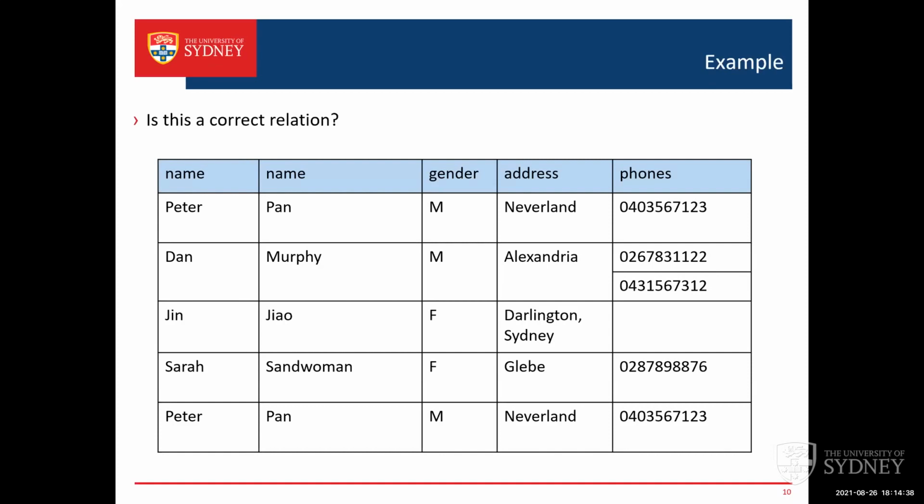Darlington, Sydney. Yes, good. Rows 1, 2, 3 have errors. Dan's phone number is not there. We also have duplicate rows, name and name. Excellent. Peter Pan is repeated. Excellent.